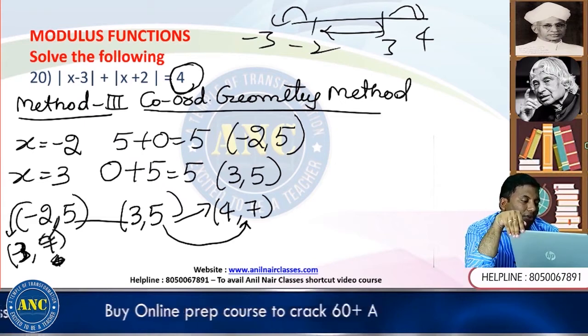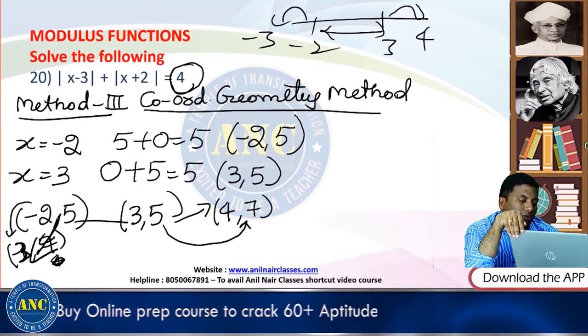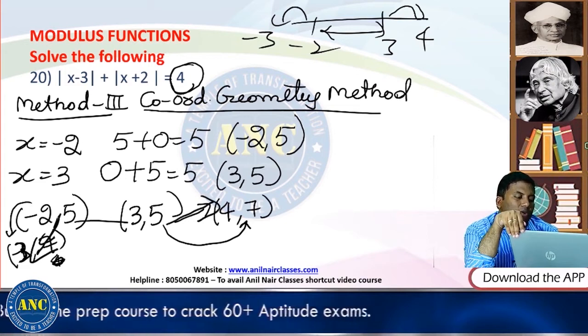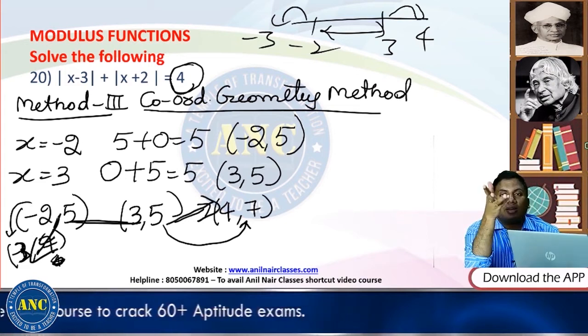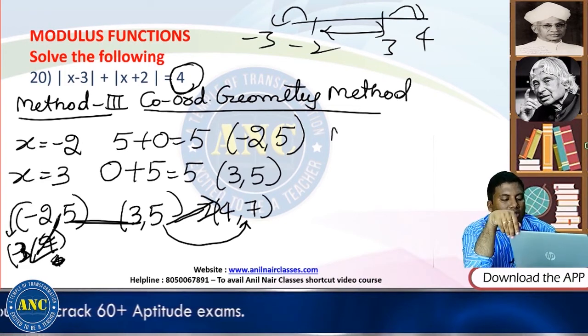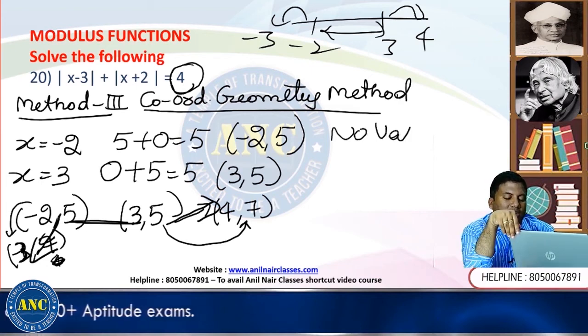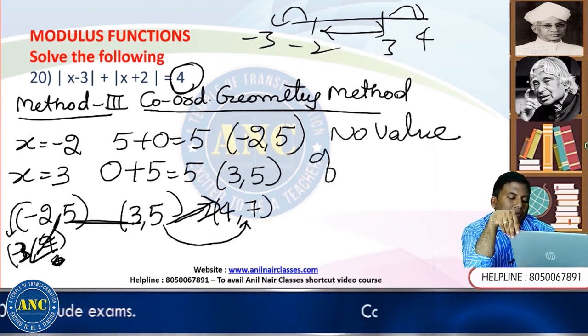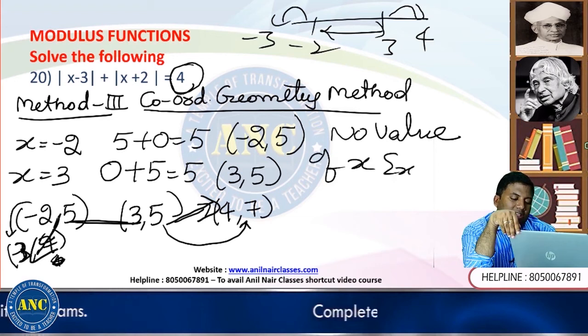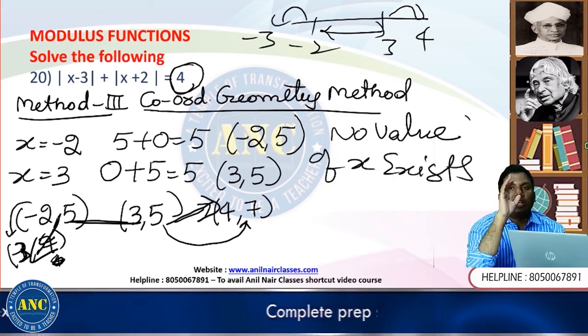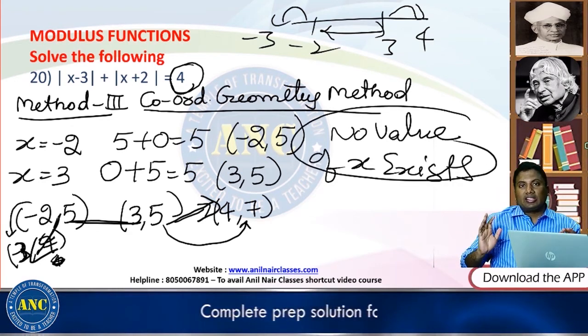Value of y is growing. Here the value of y is growing. Here the value of y is growing. Here the value remains the same. But I need 4. Answer is no value of x exists. No value of x exists satisfying the equation. I hope the idea is clear.